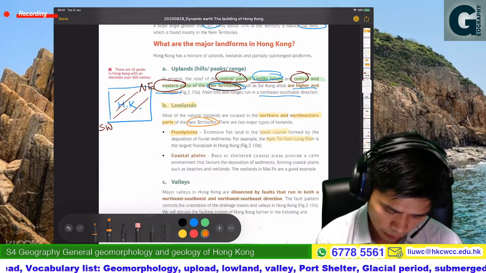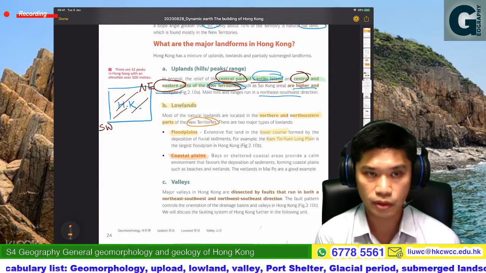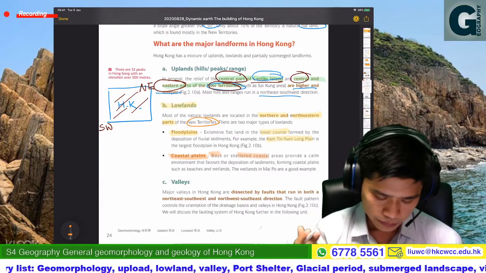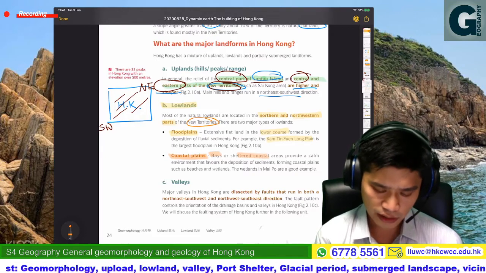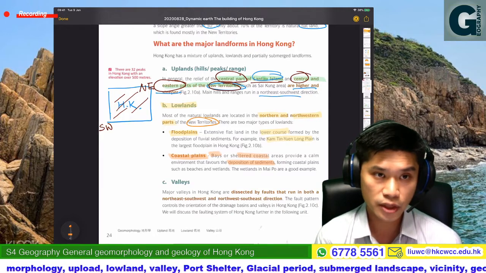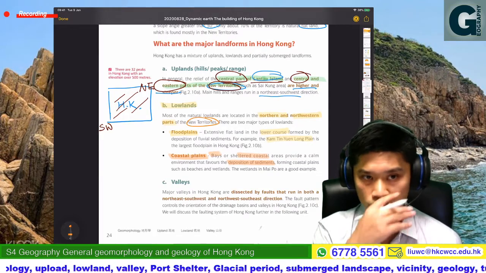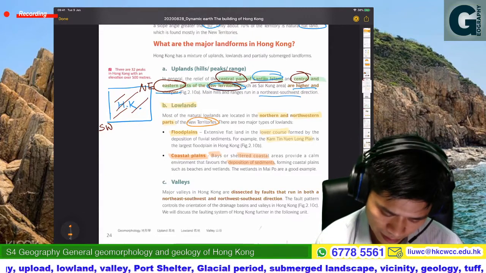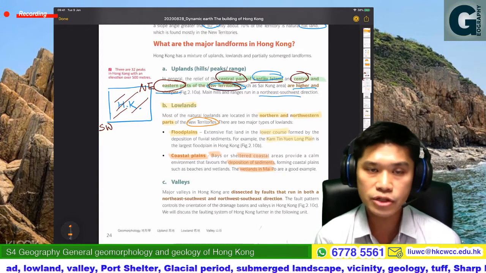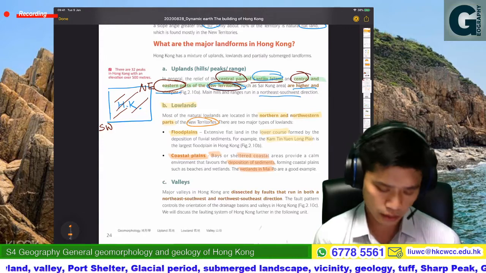Then the second one, that would be the coastal plain. 沿岸嘅一啲嘅平原啦。So bay or sheltered coastal area provide a calm environment that favors the deposition of sediment, forming coastal plains such as the beach and also the wetland. So where can we find this coastal plain? Like the wetland in Mai Po is an example. I would say that would be the major flatland in Hong Kong, the floodplain and the coastal plain.